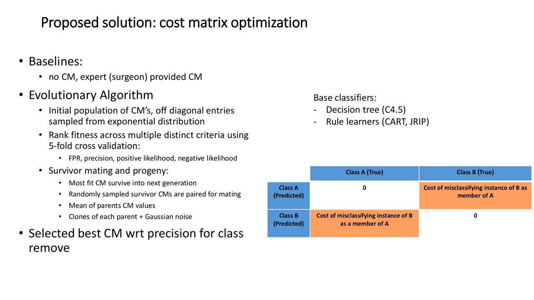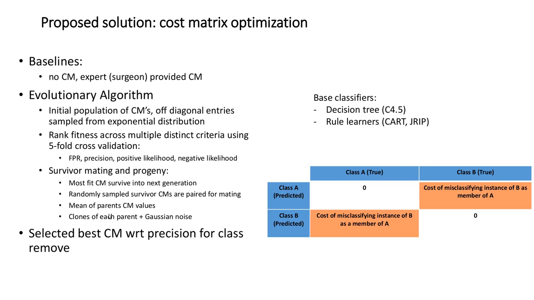The idea is we will select for the most performant, the most fit cost matrices with respect to each of these metrics, each of these perspectives, and then these most fit cost matrices will be paired off and they will produce progeny. One cost matrix might be fit with respect to one metric, and another cost matrix might be very fit with respect to a different, distinct metric. By pairing them off and allowing them to mate, the hope is that after generation, it'll produce cost matrices that are performant with respect to all the metrics, so very robust. And so this is the overall idea.